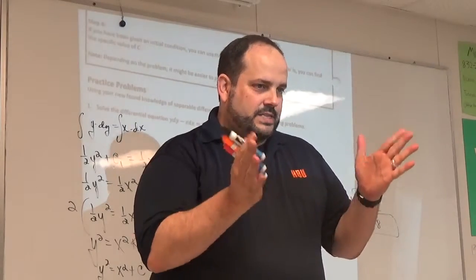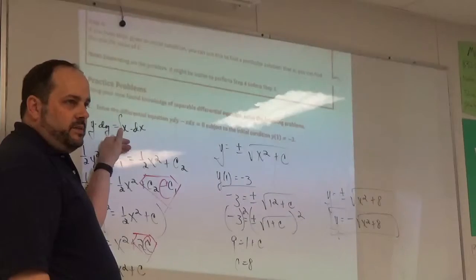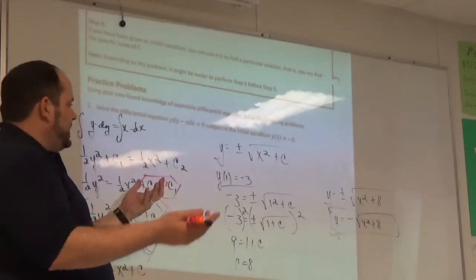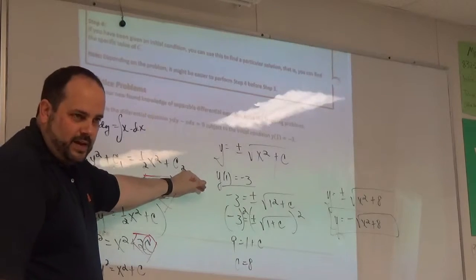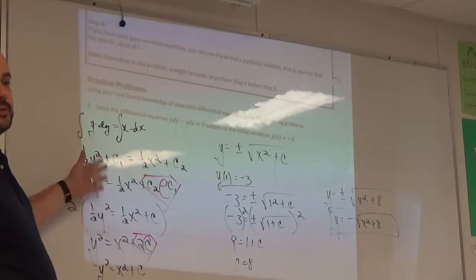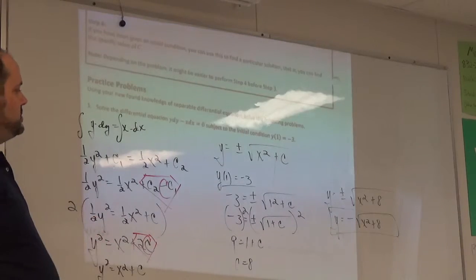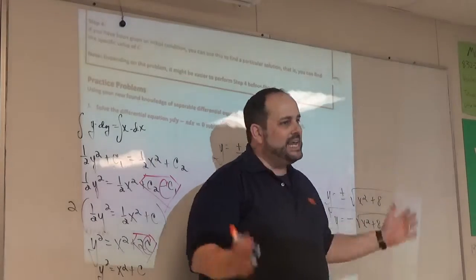There is a process for this, right? You separate the variables: y dy on one side, x dx on the other. Great. Integrate both sides. Remember the constant of integration. Solve the equation for y. There's going to be some algebra trickiness that shows up. Use the initial condition. Pick the right version. Done.